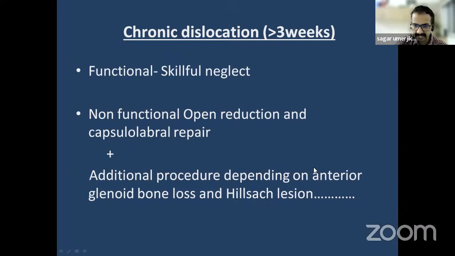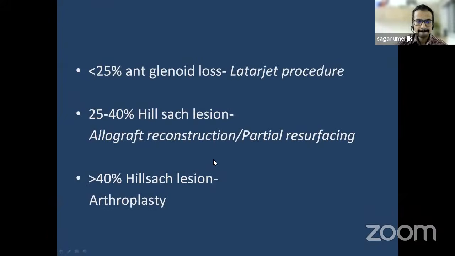We have to look for the anterior glenoid bone loss and the Hill-Sachs, especially in chronic and recurrent dislocation. In chronic dislocation, if the glenoid bone loss is less than 20 to 25%, we go ahead with the Latarjet procedure, which I'll brief about in the coming slides. If it's a 25 to 40% Hill-Sachs lesion, we go ahead with allograft reconstruction or partial resurfacing, and more than 40% Hill-Sachs lesion, it's arthroplasty.